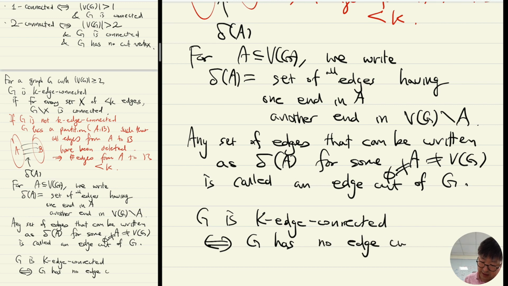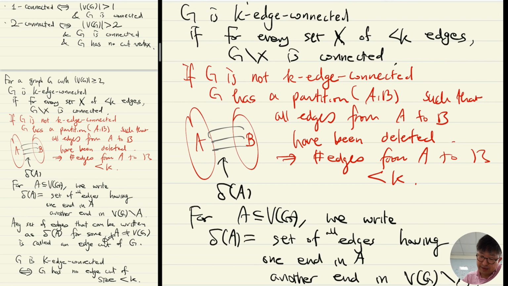No edge cut of size less than k, right? Because in one direction, if a graph is k edge connected, trivially you don't have an edge cut of size less than k, because when you have an edge cut of size less than k, you can delete those edges. How about the converse? If the graph is not k edge connected, then we must have a partition like this, and that partition gives me a k edge cut.